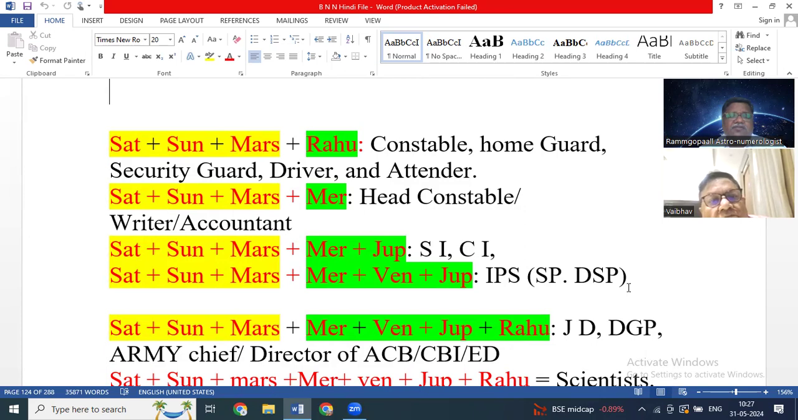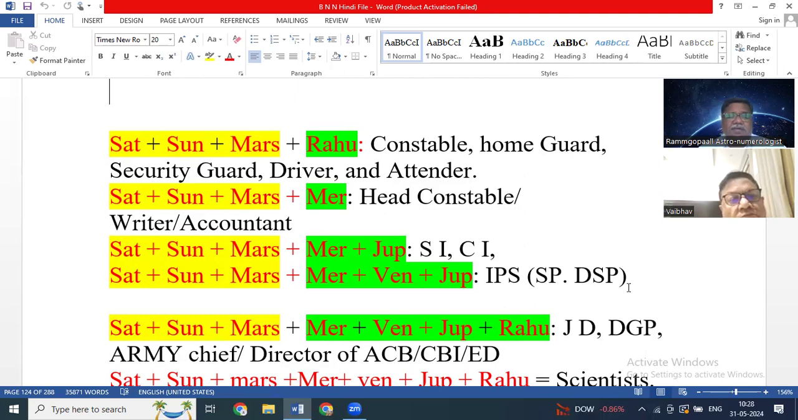Saturn के साथ Sun Mars होना है पुलिस बनने के लिए. राहु यहाँ द्वारपालक है. द्वारपालक means doorkeeper, driver, attendant. So Rahu, wheel, tire. So without tire, vehicle cannot move. So driver. He will be a driver. Security guard, home guard, constable. So police department में constable बन सकते, home guard बन सकते. Saturn, Sun, Mars के साथ राहु.